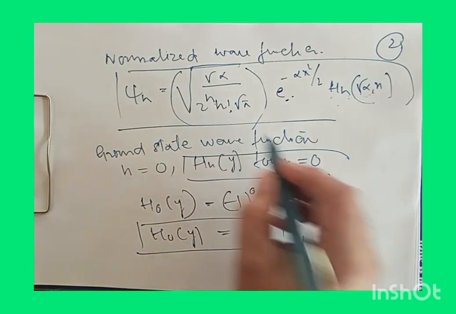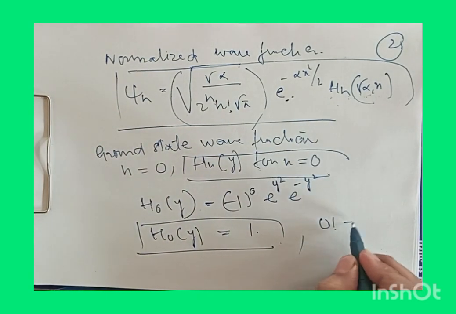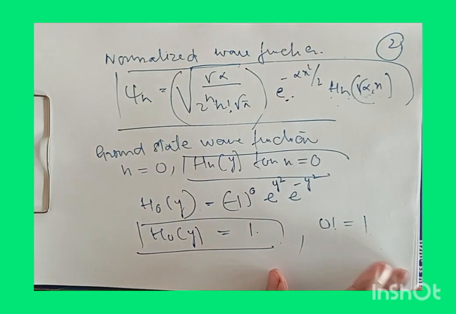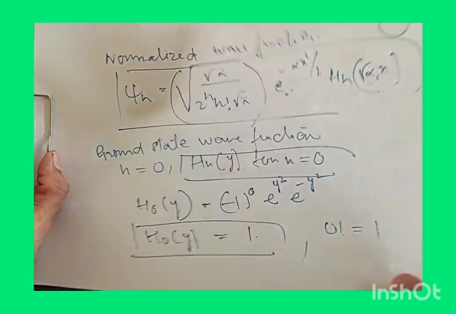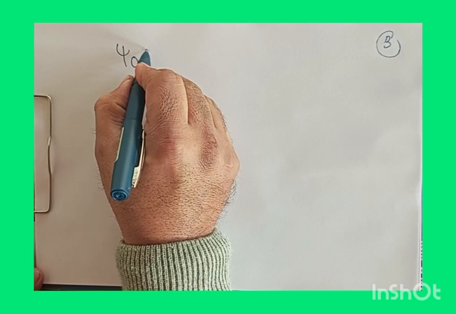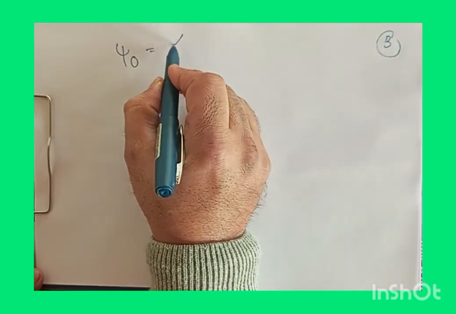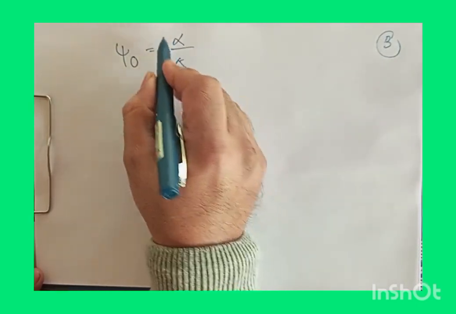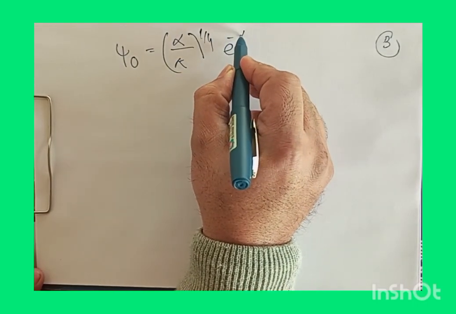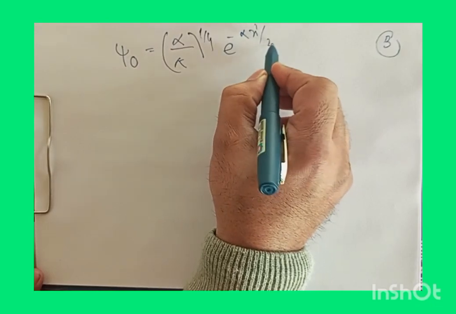And also in this equation we have n factorial, so 0 factorial is going to give me 1. So from these calculations, we can write down the wave function for the ground state of this harmonic oscillator. Here we have what I'll call psi 0. That will come out to be very simple. It's (alpha by pi) whole raised to the power 1 by 4, then e to the power of minus alpha x squared by 2.